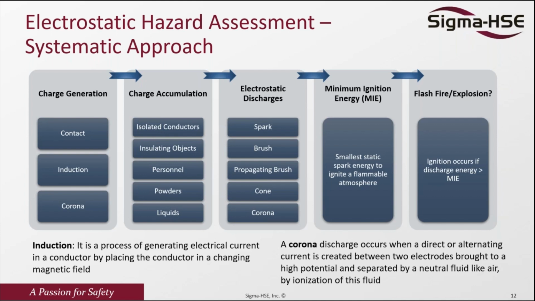So after accumulation, how do we discharge these accumulated charges? It can come in the form of, number one, a spark. It could come as a brush discharge. It could come as a spark from a conductive object like a metal object. A typical example is when you have a battery and you try to connect to the other terminal, you can sometimes see a spark, because of the different electric potential, and you get a spark.